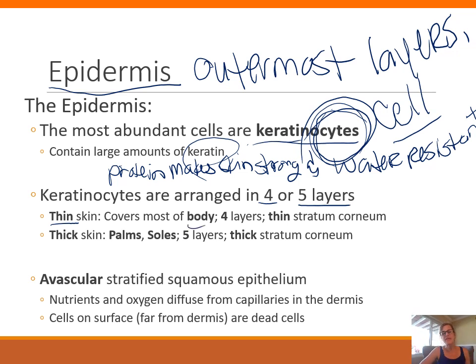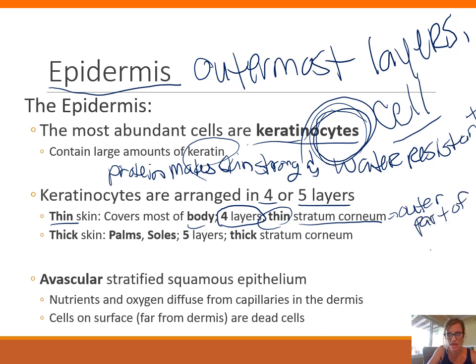When we look at the epidermis, the outer layer of thin skin, we see that the cells are arranged in 4 layers. Also, the outermost layer, which is called the stratum corneum, is relatively thin, hence it's thin skin, right? So the stratum corneum, again, is the outer layer or outer part of the epidermis. And it's relatively thin in thin skin.